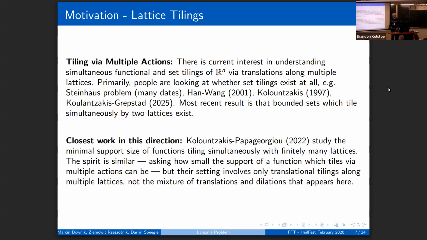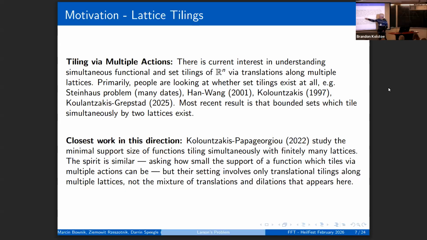So there are several motivations beyond just nomenclature, right? Just naming conventions. My main motivation is that there's a lot of current interest in tiling via multiple actions. Primarily, people are interested in tilings via translations by multiple lattices. This is the thing that most people are interested in if they talk about tiling via multiple actions. Like the Steinhaus problem, Han and Wang, this was whether there exist Gabor frames for every pair of lattices with the correct volumes. That they showed that it does.